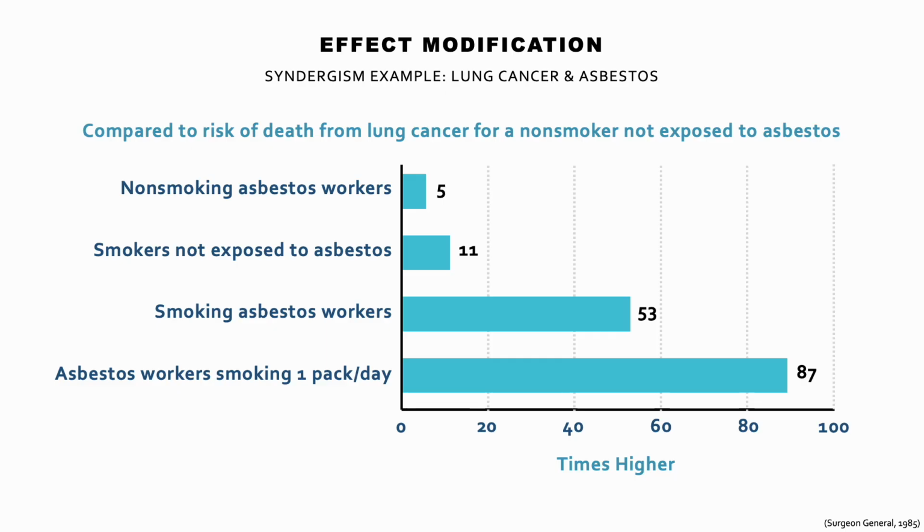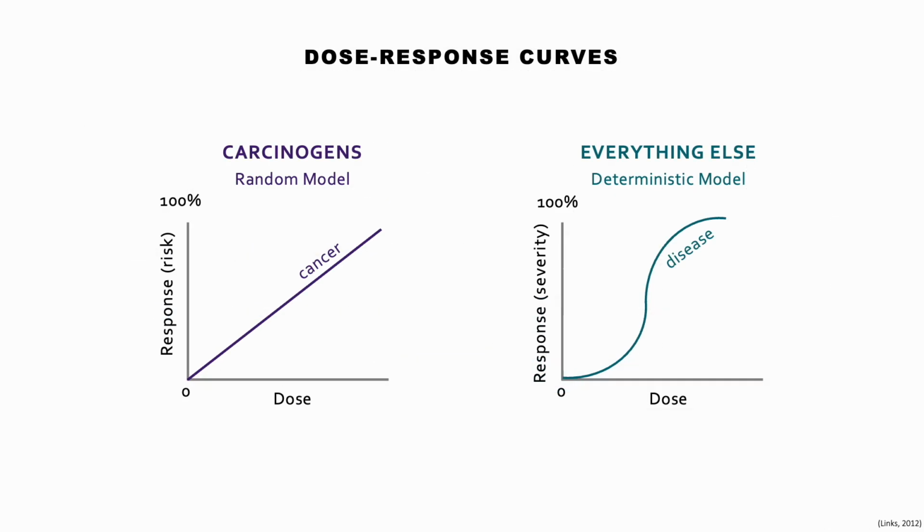Both agents, asbestos and cigarettes, produce the response of lung cancer. Co-exposure to smoking and asbestos doesn't produce a risk of cancer 16 times higher. It's much higher than that. It's a synergistic interaction on a multiplicative scale. For carcinogens, there is no safe dose. The y-axis is risk, which is the same as cancer incidence.